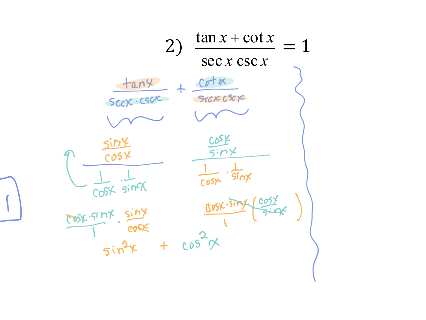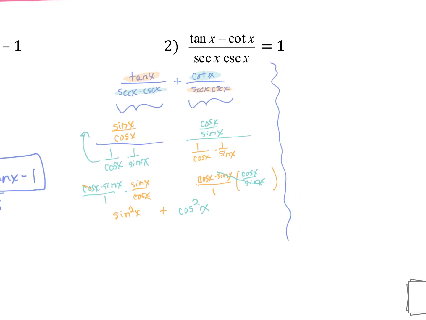And I know by my identities, sine squared x plus cosine squared x is equal to 1. And that's what I wanted to show. So my left-hand side equals my right-hand side. Boom, done. Nice, huh?